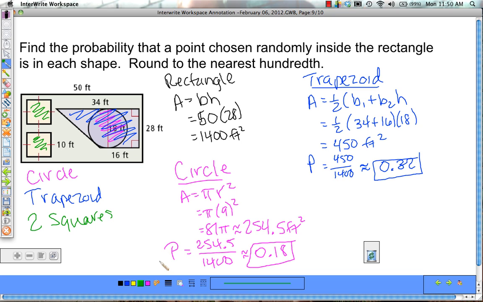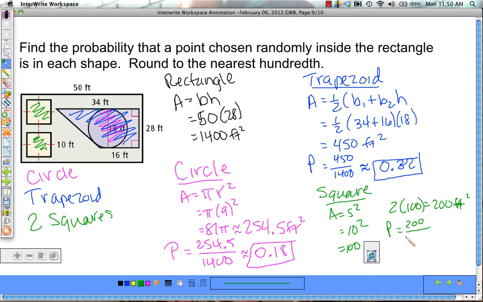And then last but not least, let's look at the square. The area is side squared. The length of the side is 10. So the area is 100 square feet. Now we have two squares, so we're actually looking for a total of 200 square feet. So the probability for being in a square would be 200 out of the whole 1,400, which is approximately 0.14. So these are your three possibilities for landing in a circle, landing in a trapezoid, or landing in a square.